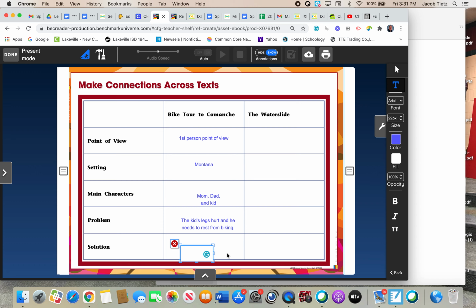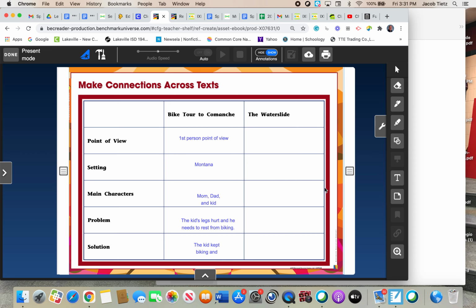Anyway, the solution is that the kid kept biking, and then they had lunch. And him going through that and experiencing that ended up helping him, and he had a more enjoyable trip that way.